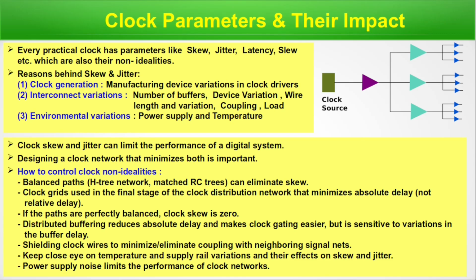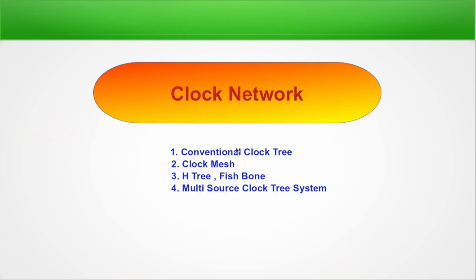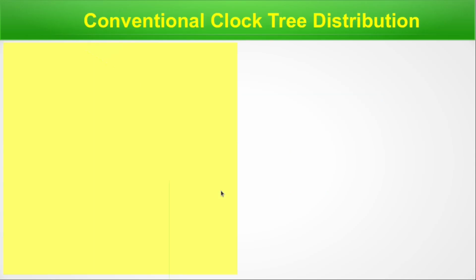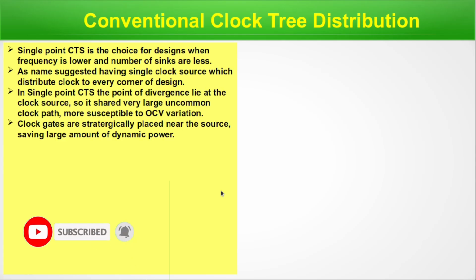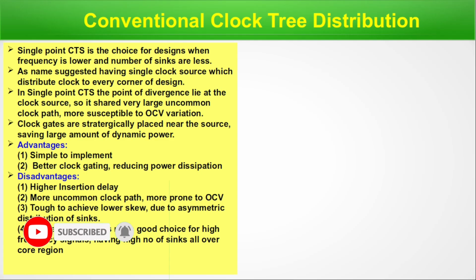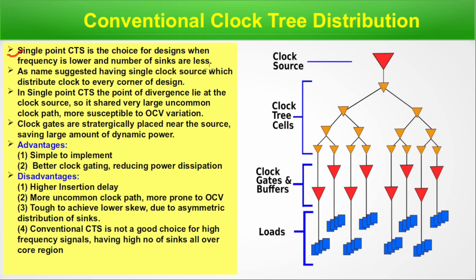Now we will see what these clock networks are. There are 4 points in this section: conventional clock tree, clock mesh, H-tree and fishbone, and multi-source clock tree system. Now, conventional clock tree distribution. Single point CTS is the choice for designs when frequency is lower and the number of sinks is less. So it's a conventional CTS.